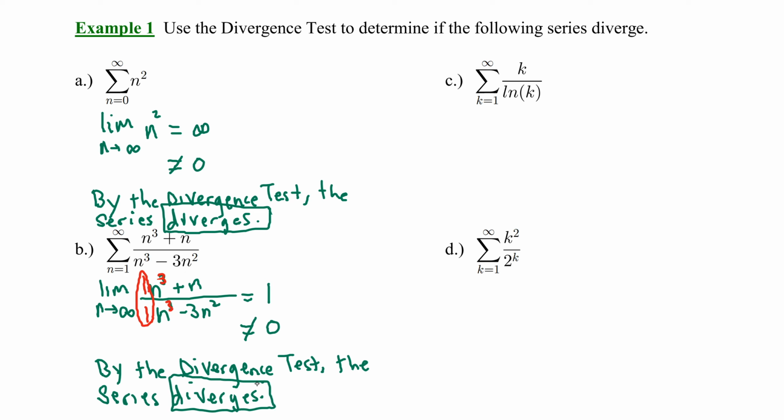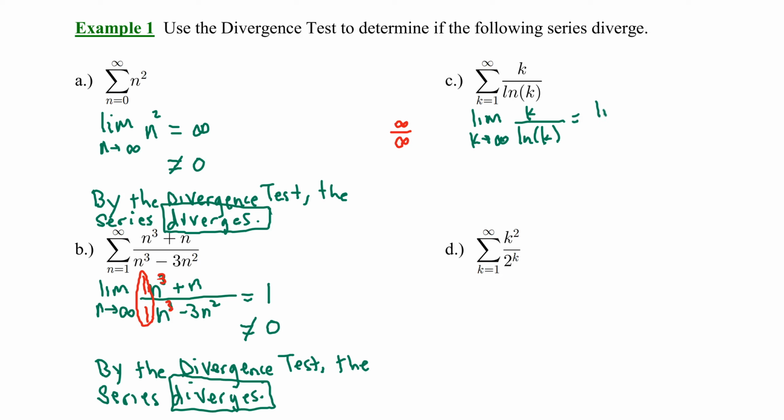Let's look at example C. The series from k equals 1 to infinity of k divided by natural log of k. So we're going to apply our divergence test, the limit as k approaches infinity of k divided by natural log of k. Now, we're not dealing with a ratio of polynomials here, so we can't use the same shortcut that I mentioned on example B. We will have to apply L'Hopital's rule because we do have the form infinity over infinity here.